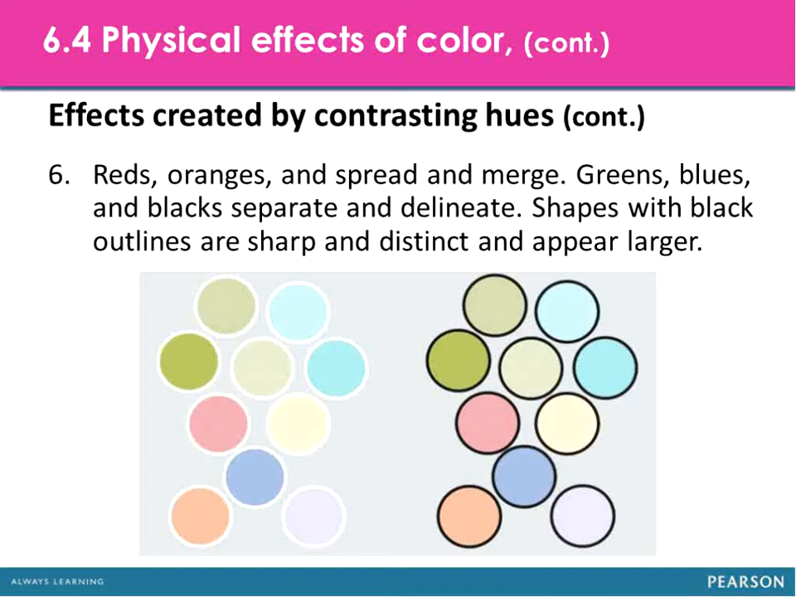Okay, shapes with black outlines are very sharp and distinct, and they actually appear larger. All of these circles on this page are the same color as the set next to them. These, though, with the white outline, tend to recede into the background. They all look much softer. Over here, the same set outlined in black seem to come towards you more. They're more intense looking. They tend to seem brighter.